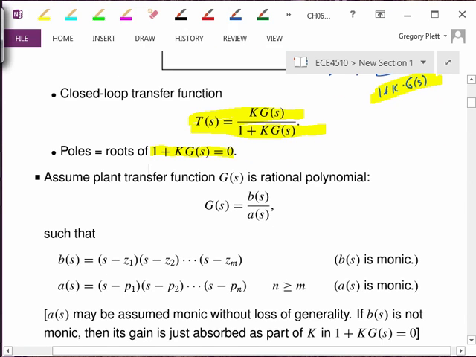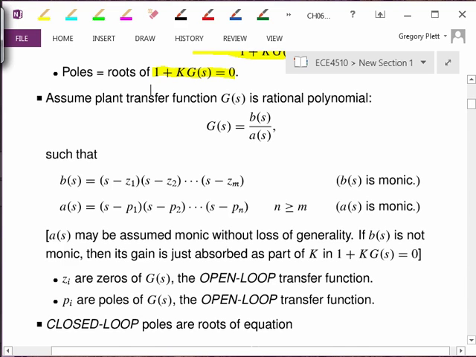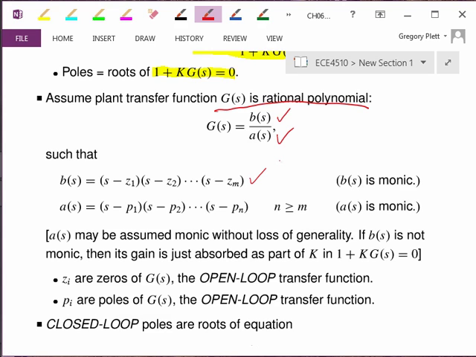There are some constraints on this, and the constraint is that G of s is a rational polynomial, as we've said, so it's a numerator divided by a denominator polynomial in s. The numerator could be factored into a product of s minus the first zero, s minus the second zero, and so forth, and the denominator can also be factored that way. That's not too surprising. We've done that quite a lot.